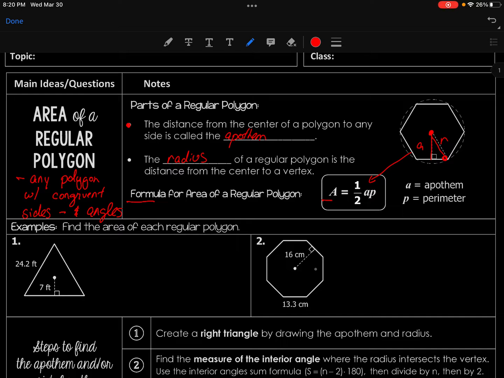And the perimeter, I hope you guys already know how to do this. Perimeter of a regular polygon is P is equal to side length times the number of sides. For instance, of this regular hexagon, let's say the side length was 2. How many sides do we have? 1, 2, 3, 4, 5, 6. So 2 times 6 would give you 12. Pretty simple, I think, on how to find perimeter.